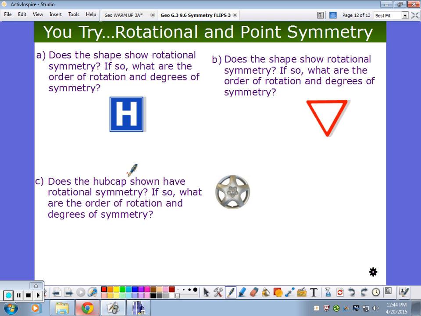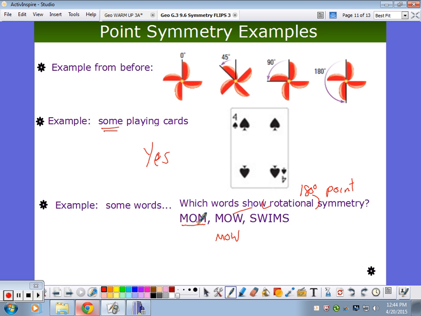Before we go, there's a question, yes? Which one is not point symmetry? Mom does not. Yeah, that's a no. All righty. When you come back, do these.